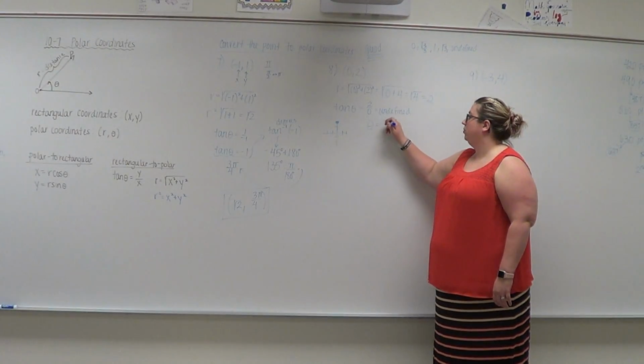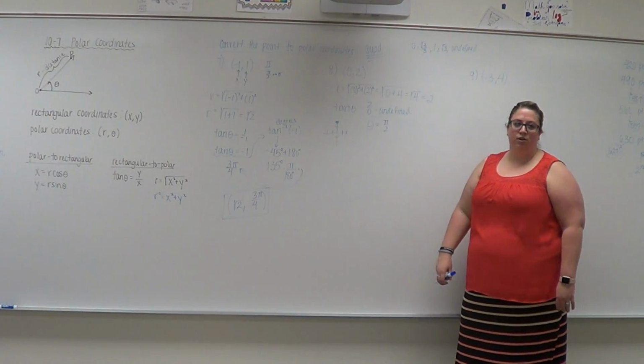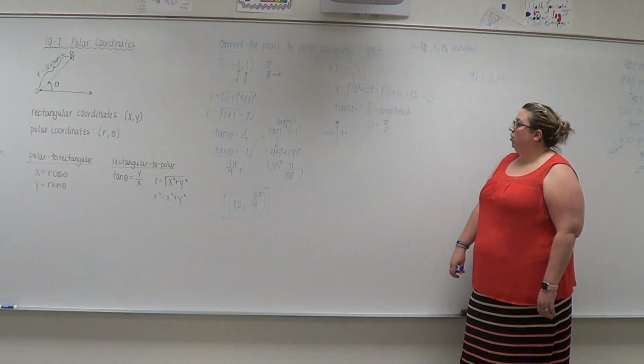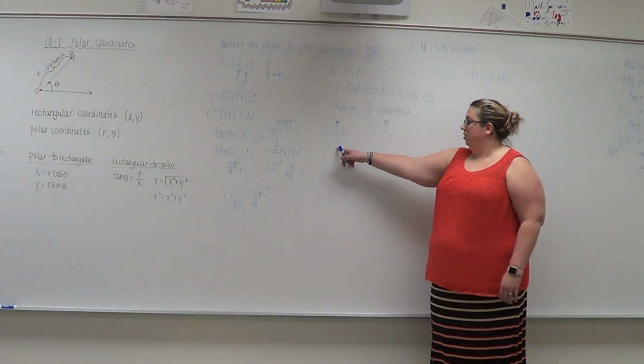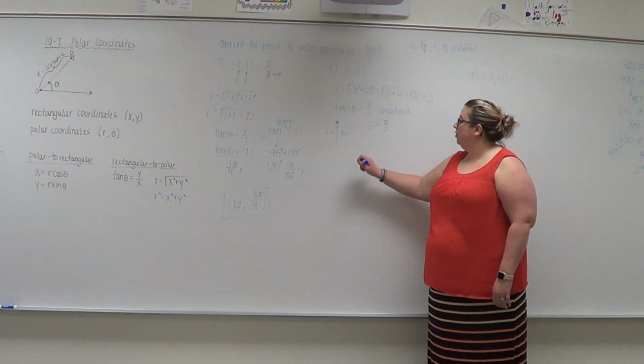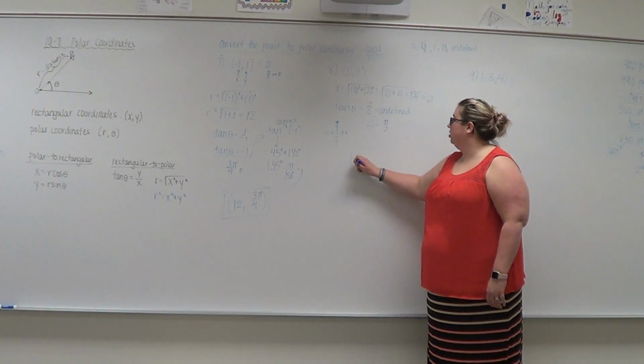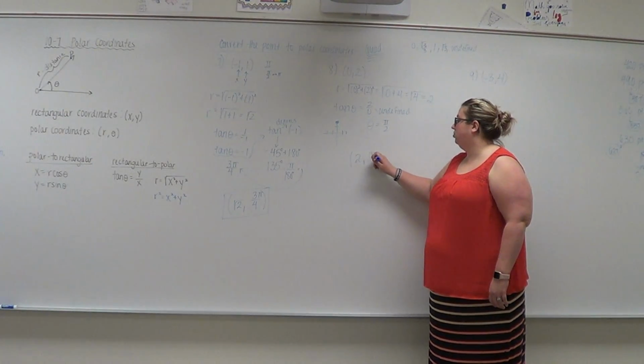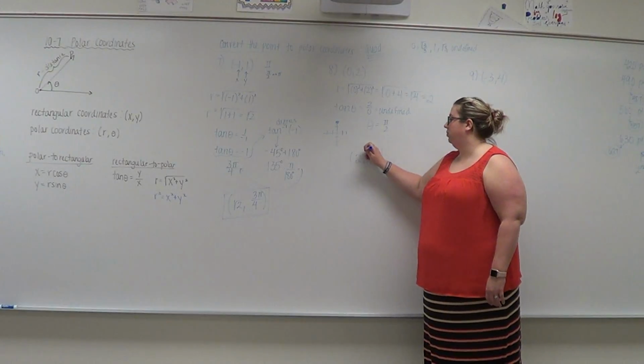Okay, what if it was 0, negative 2? 3 pi over 2. It'd be down here, so it'd be 3 pi over 2. Good. Alright, so my point is r, and then theta, so 2, pi over 2.